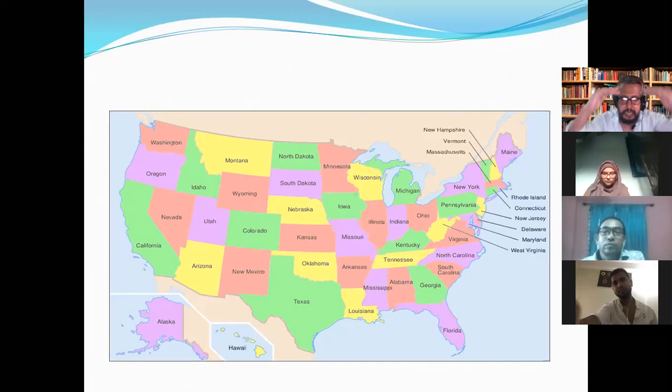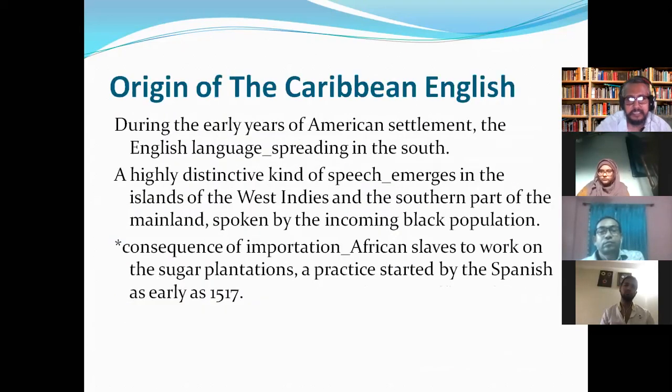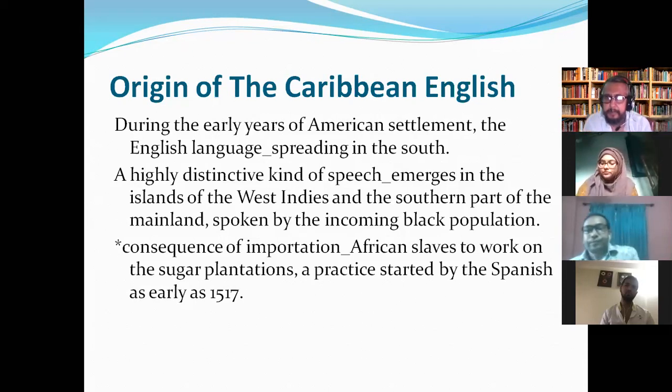So at the early stage of the American settlement, the American people started from north to south. And for this region, the West Indies, the people of these Caribbean countries get a distinctive variety of language. They are all people coming to these islands. And the southern part of the mainland is spoken by the incoming black population, and some population came to this area. They are black.